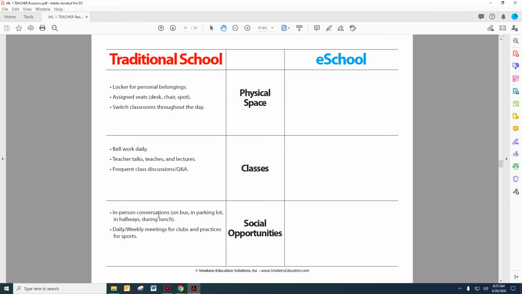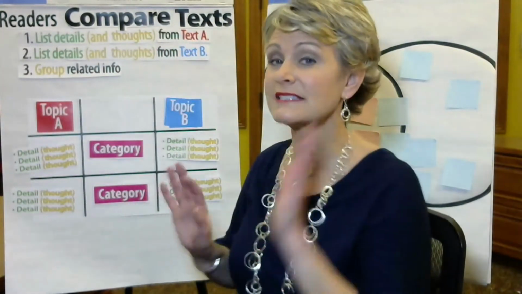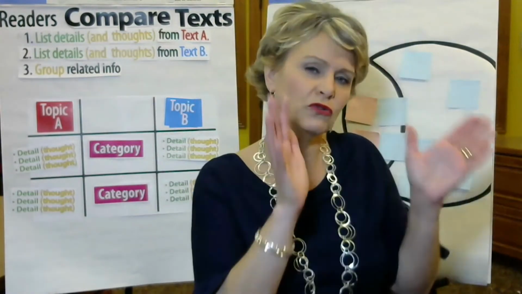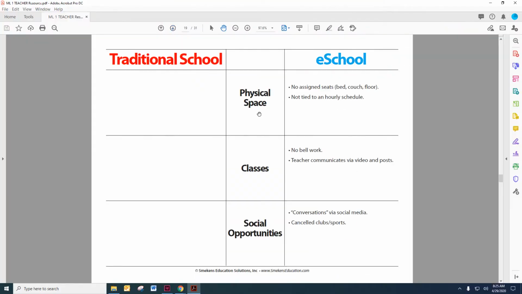Socially, you had in-person conversations, in person on the bus, in the parking lot, in the hallway at lunch. You had sports and clubs. Okay, so we did all of traditional. Now we're going to stop thinking about traditional school. That was text A. Now I want to go on to text B. So you stop thinking about A and you put all your energy into thinking about text B, in this case, e-school, for the same categories.